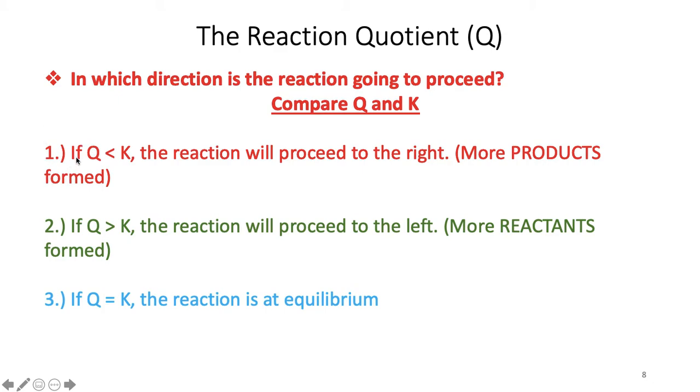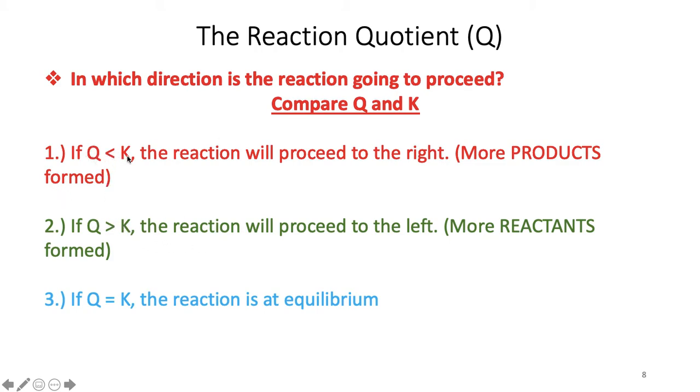Here are the rules. If the value for Q is smaller than the value for K, the reaction will proceed to the right. More products will be formed. If my Q is larger than K, the reaction will proceed to the left, which means more reactants will be formed. Note that this has nothing to do with the K value being larger than 1 or smaller than 1, so a large K or a small K. This does not have anything to do with that. We are comparing the value of my quotient to the value of K to determine in which direction the reaction is going to proceed.